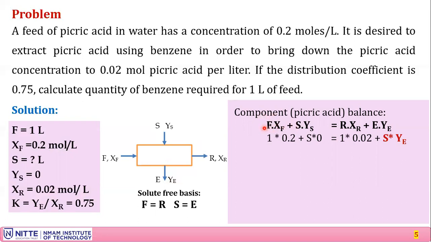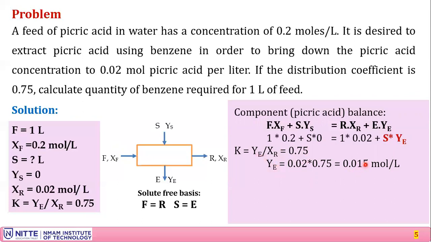So in the component balance, the two inputs you add, the two outputs you add, and let us do the substitution from the available information. Note that F I have taken as 1 liter and the concentration XF is 0.2 mole per liter. So when I multiply the two, the quantity is moles. Here also moles, total it's a molar balance. Another piece of information we have is the distribution coefficient K, so the value of K is known to us. In this case, XR is given to us, that is 0.02 mole per liter. So based on that information, you can find out YE.